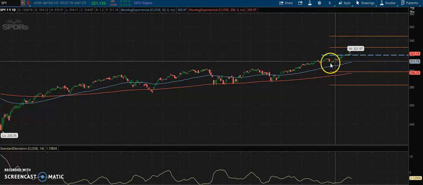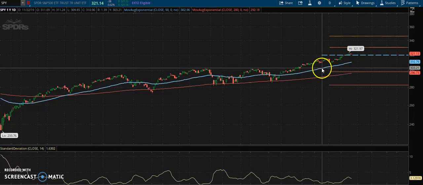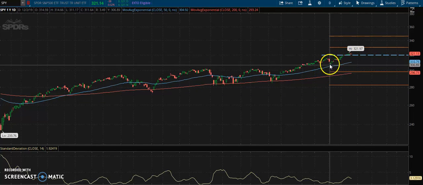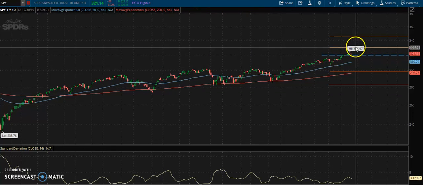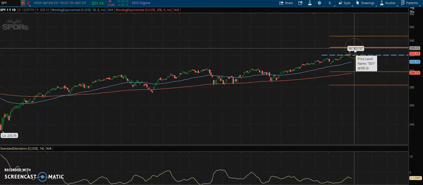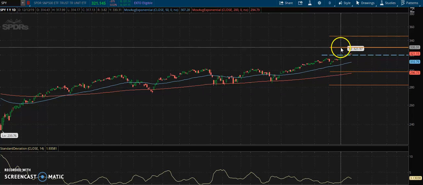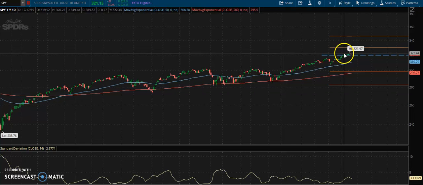I'll take a look at it from both extremes. So you can see how December's played out. We had a small sell-off at the beginning of the month and then we rose. We're still below the first standard deviation. So the market may feel like it's gone up a considerable amount this month. In reality, from a dynamic standpoint, it hasn't gone up that much.